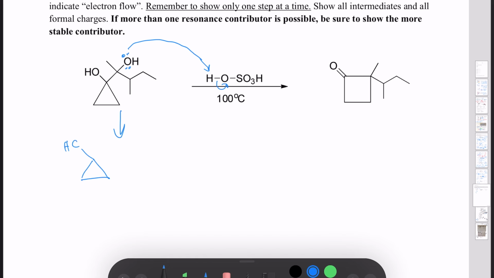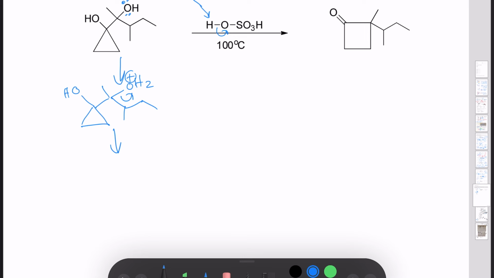So this gives us the following structure. Obviously, water being the stable leaving group that it is, it will leave, and this will result in the formation of a tertiary carbocation. Now we're in a position to do a ring expansion. So if we did an alkyl shift, right? If this pair of electrons that's originally connecting these two carbon atoms moves up by one, then what we get is our desired compound.